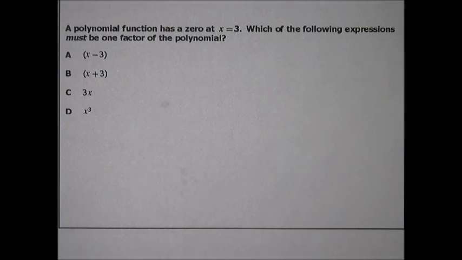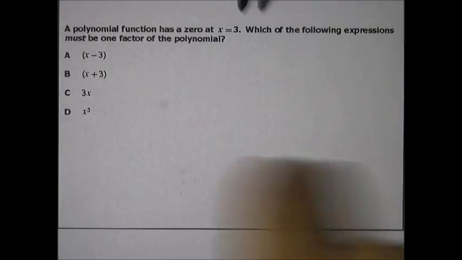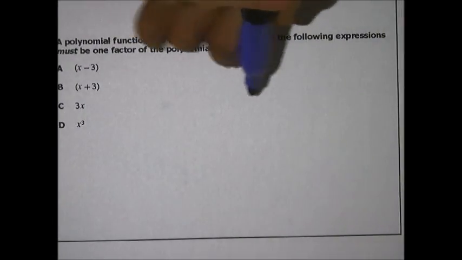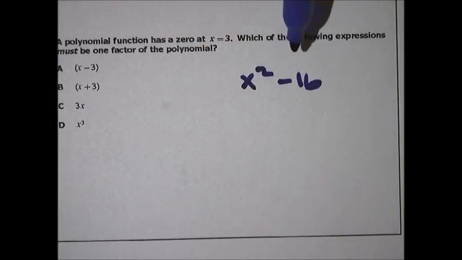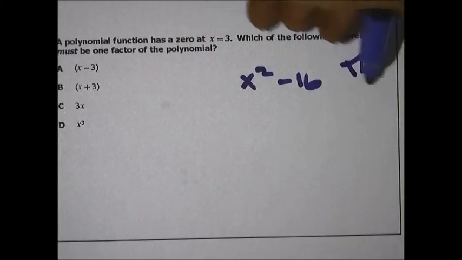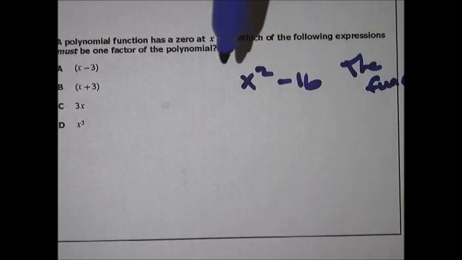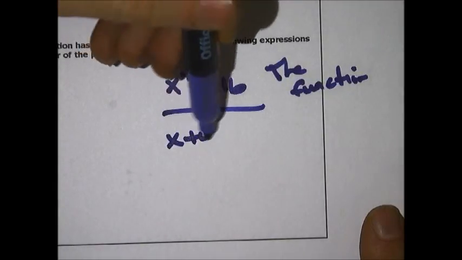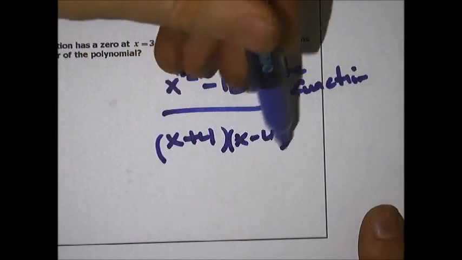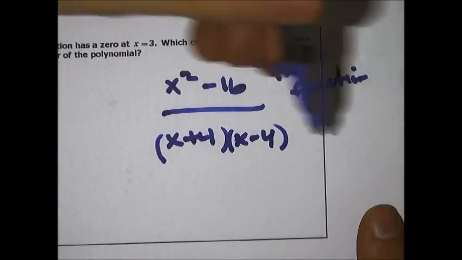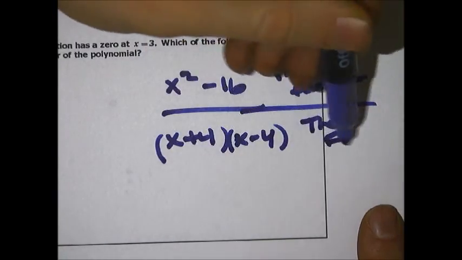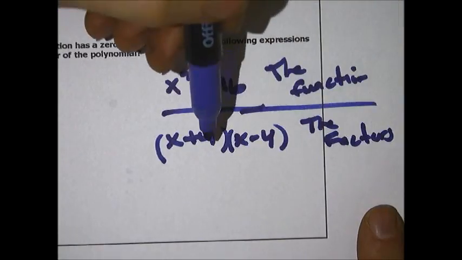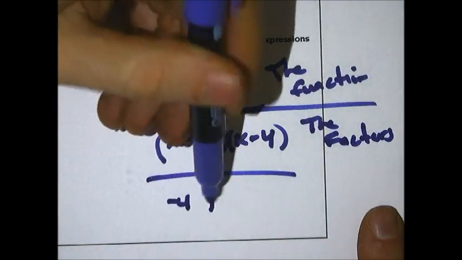A polynomial function has a 0 at x is equal to 3. Which of the following expressions must be a factor of the polynomial? So, I'm not looking at this question at the moment. If I tell you this, x squared minus 16, this would be my problem. This is the function. If I was to factor this, it's the difference of squares. So I would say x plus 4, x minus 4. I just factored this, so these are called the factors. And then if I set my factors equal to 0, I would have negative 4 and 4.